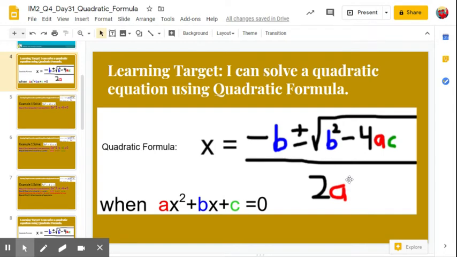What's the exception to that rule? Well, if b squared minus 4ac equals 0, then the square root of 0 is 0. So then we'll get just one solution, because it'll be this number plus 0, which is that number, and then this number minus 0, which is the same number. So if you get 0 in here, it's the only time you'll have just one solution.